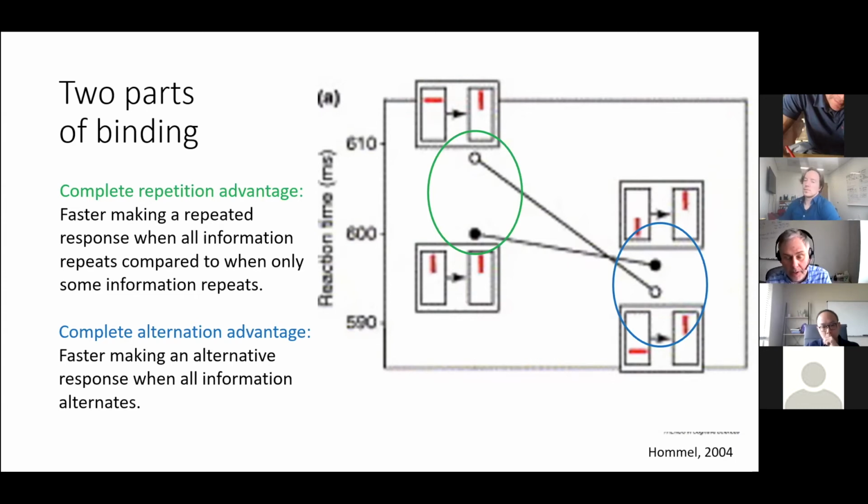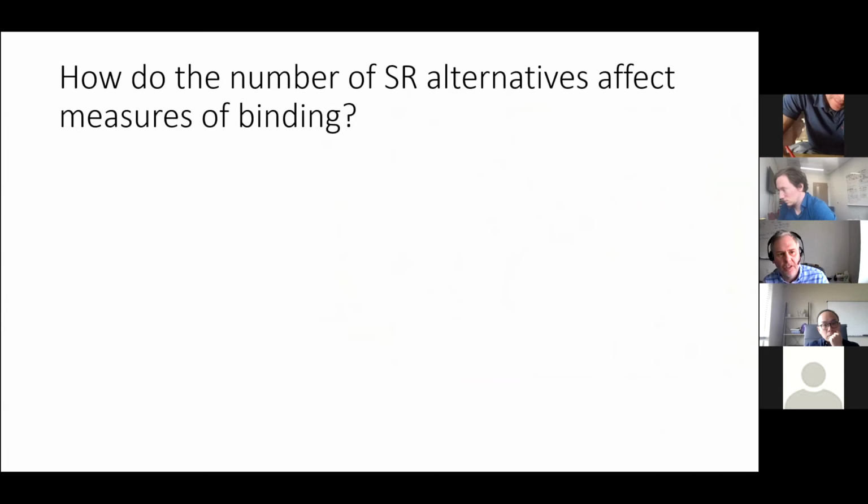In this example, you can see the effect sizes are small, but the complete alternation advantage is about half what the complete repetition advantage is. So how did the number of SR alternatives, so I'm going to look at this by manipulating the number of SR alternatives. And why is that a good way to look at this question? Why care? It sounds pretty small potatoes.